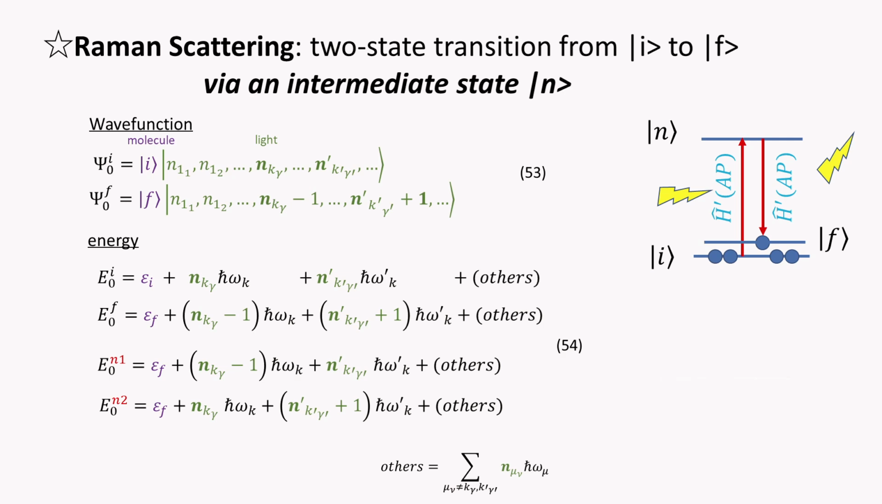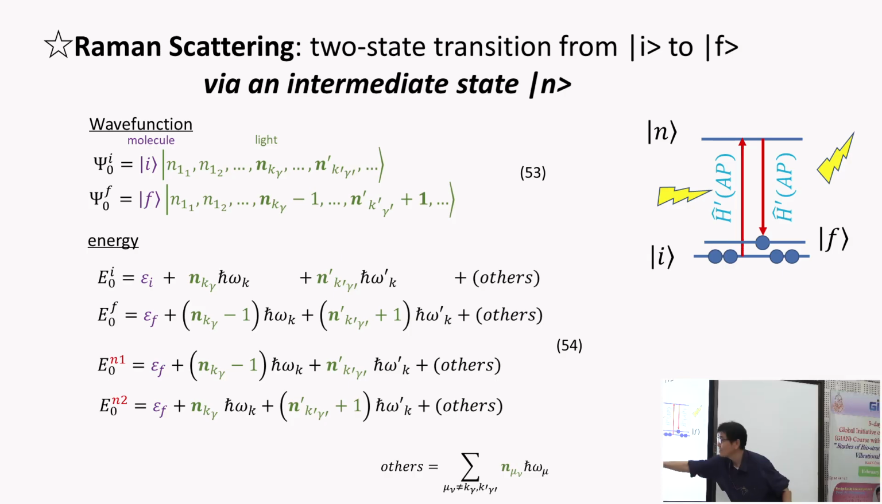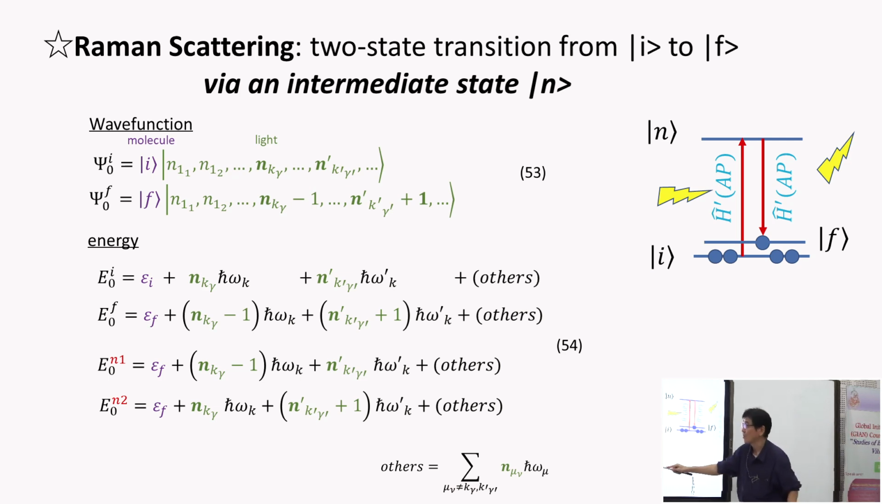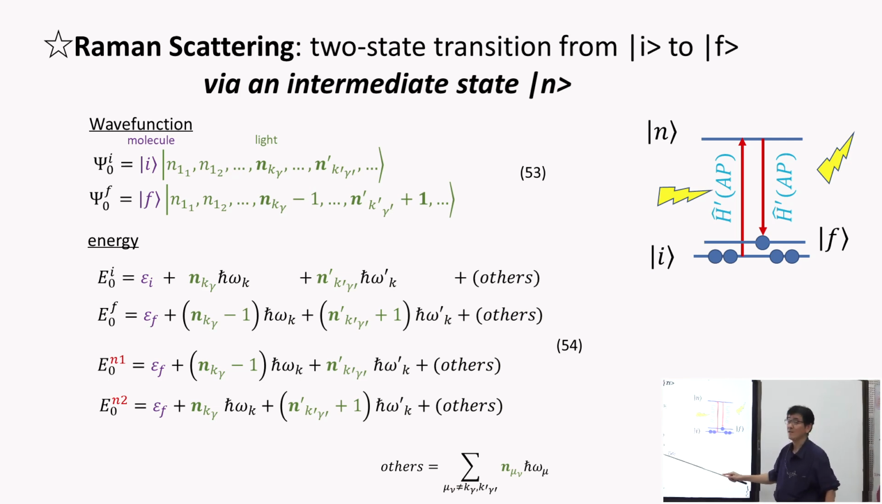So here is a diagram of the first N1 state. In the first step, an incident photon is consumed to drive the system from I to N. So the number of photons decreases. Then in the second step, as a consequence of the interaction, light is emitted. So the number of photons of the other part increases by 1.